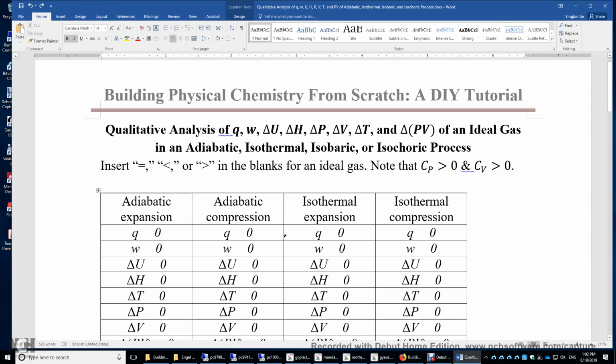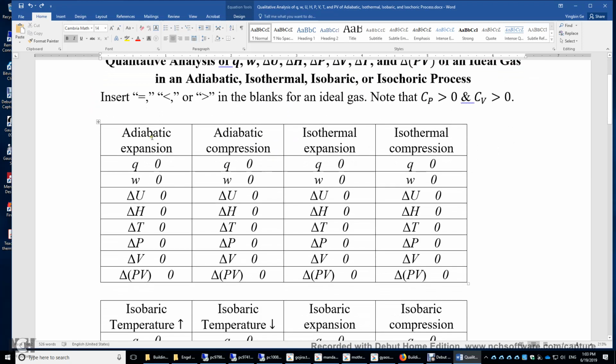In this video, I will analyze the sign of heat, work, the change of internal energy, the change of enthalpy, the change of pressure, the change of volume, the change of temperature, and the change of the product of PV of an ideal gas in an adiabatic, isothermal, isobaric, or isochoric process. Let's look at the adiabatic expansion first.